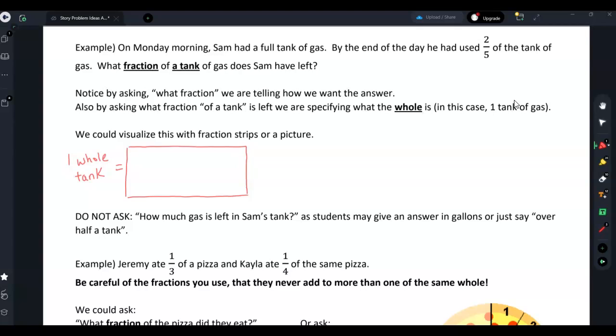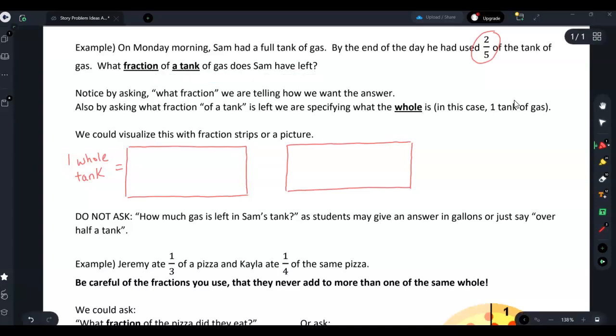So I might even draw it again. I don't know that you'd have to, but just so you can kind of see the progression here, I would draw the whole tank first. And then I would start doing manipulations to it. So in this case, it said that he used 2/5 of a tank, and we're trying to figure out what fraction of that tank does he have left.